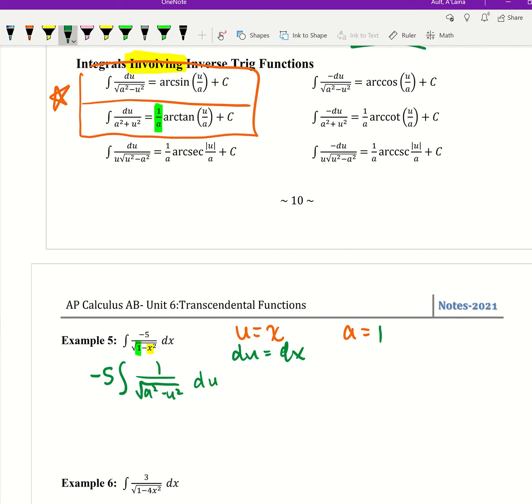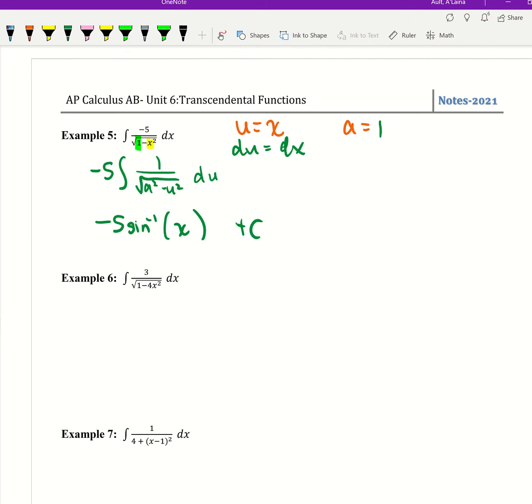So then this matches the inverse sine. So this would be -5 times the inverse sine of u over a plus c. U is x and a is 1, so that will just be the inverse sine of x. -5 times the inverse sine of x plus c.